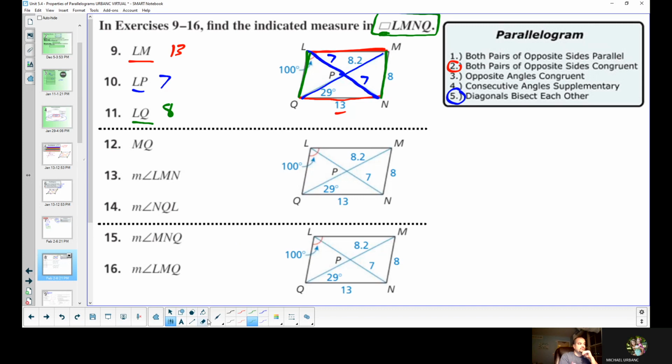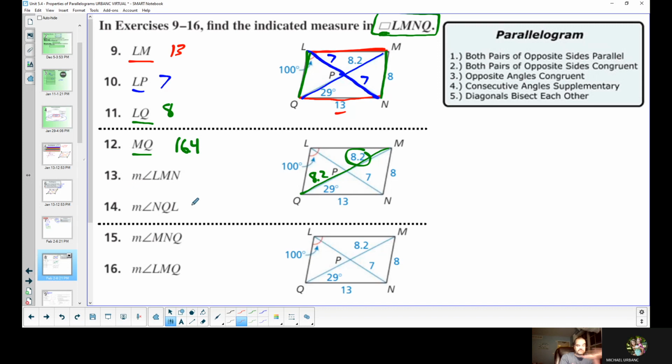Okay, we move on to number 12. Number 12 asks us to find the measure of segment MQ. MQ is the length of the entire diagonal. Now, we don't know what MQ is right off the bat, but we do know that the diagonals bisect each other. And since they bisect each other, this segment is 8.2, which means the segment on the other side is also 8.2. And then if I want the measure of the entire diagonal, I add those two together and I get 16.4.